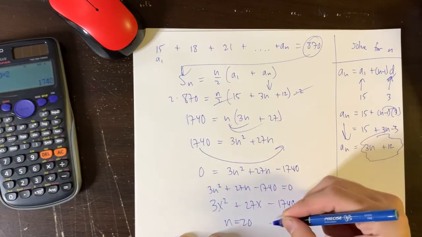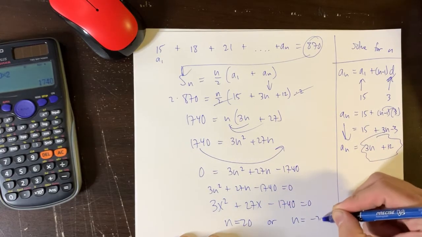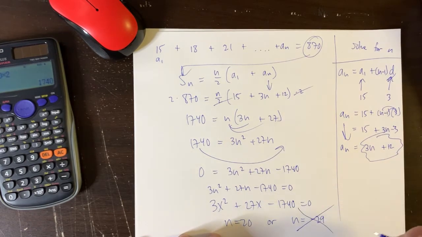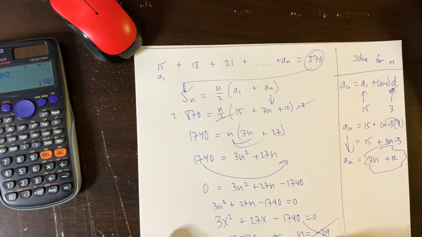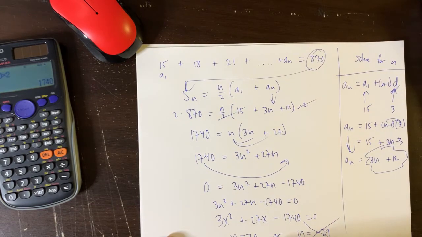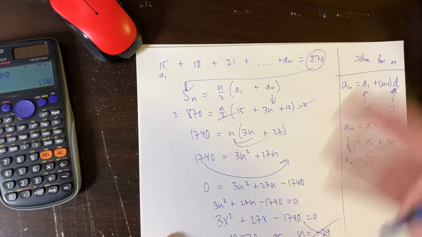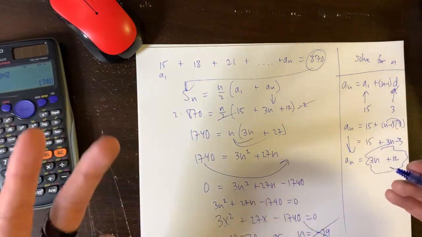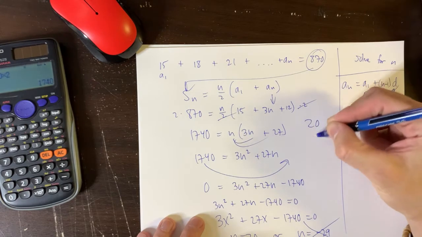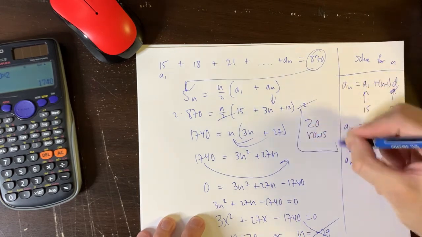Either n is 20 or n is negative 29, but it cannot be this because n represents a number of objects, so it cannot be negative. So it's going to be 20. So n equals 20. So when they said how many rows must the architect make in this theater, the architect has to make 20 rows.